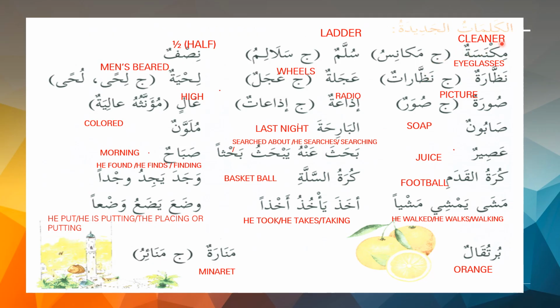So the last one is الكلمات الجديدة. I have given all the meanings. مكنسة, it's vacuum cleaner, and its plural is مكانس. سلم ladder, سلالم. نصف is half. نظارة, نظارات, and أجلة wheels. لحية beard, and لحى. صورة is picture. إذاعة radio. عال high, and صابون is soap. البارحة last night. ملون colored. عصير juice. بحث عن يبحث.